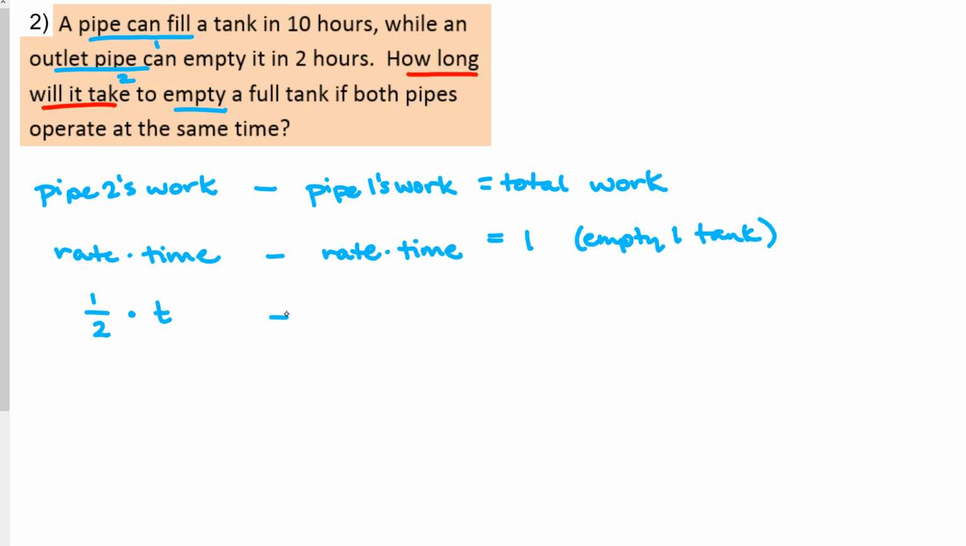And then pipe 1. What is its rate? It can fill a tank in 10 hours. So one tank in 10 hours. And how long is it working? Again, that's t. So now we have our equation.